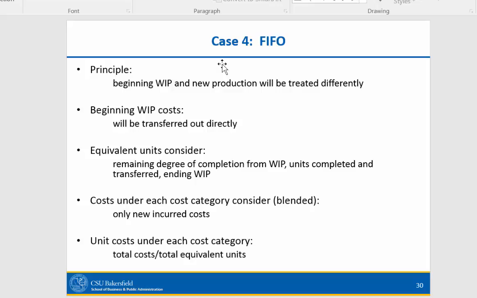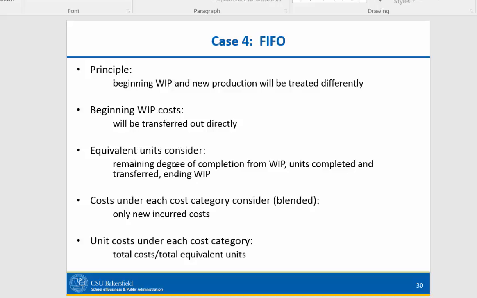Okay, then we start a new production or new testing. Then we're going to complete and transfer out part of the new testing or production. Then there might be some left over, okay, for the next production season, or whatever. So this is the whole idea here, okay. So as I put it here, the beginning WIP cost will be transferred directly, then remaining degree of completion from WIP units completed and transferred into inventory.